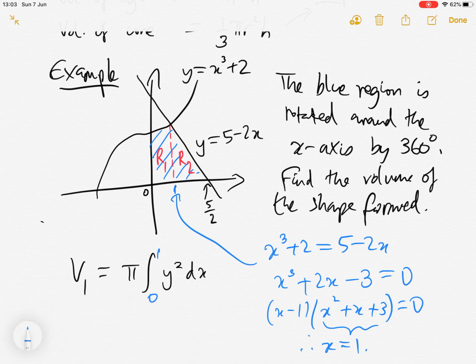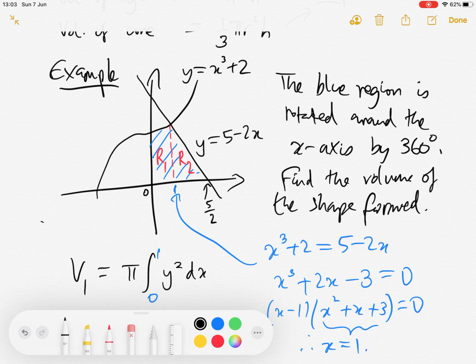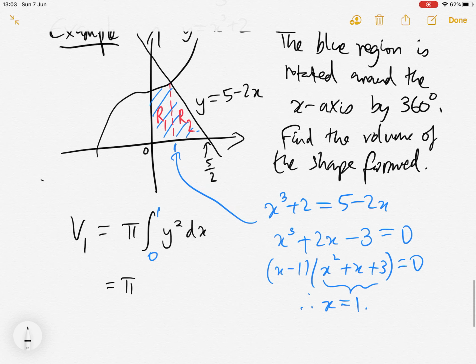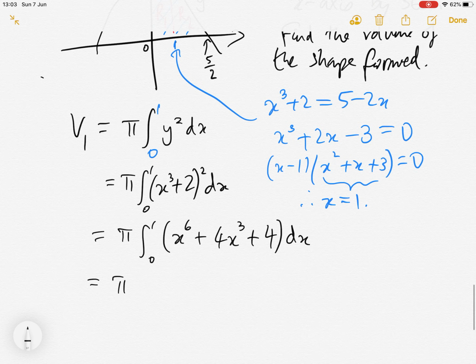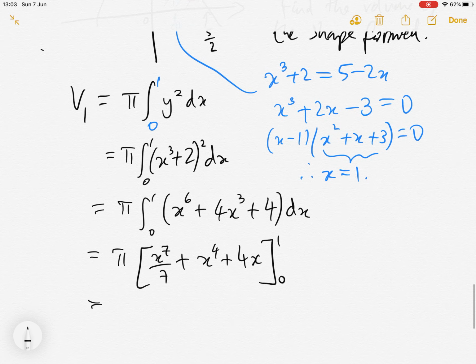So the limits for this integral are x goes from 0 to 1. And then y squared is x cubed plus 2 squared. And then x cubed plus 2 squared is x to the 6 plus 4x cubed plus 4. And then this is just year 1 integration. So it's easy to see we obtain this. And then if we stick in the limits, we're going to get 1/7 plus 5, which is 36/7 pi.